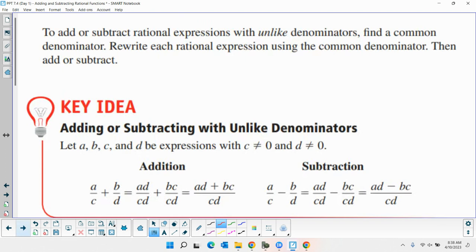When you have unlike denominators, you have to find the common denominator. It says rewrite each rational expression using the common denominator, then add or subtract. So you have to rewrite them if they're not with a common denominator, like the first two. Okay? Now, when we do this, all we do is factor denominators to start. Don't factor any numerators. That's very important. Just going to factor what? Say it back to me. Denominators. Okay? Just factor denominators, Trip.